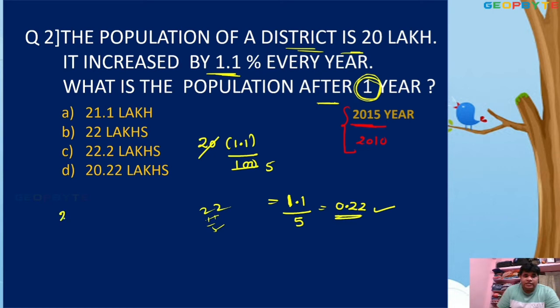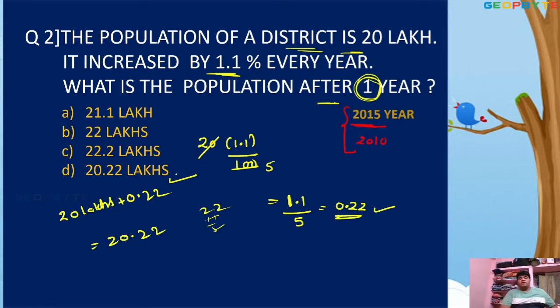So 20 lakhs plus 0.22 lakhs, that is 20.22 lakhs. So what is the answer? Option D is the answer. Okay children, next.